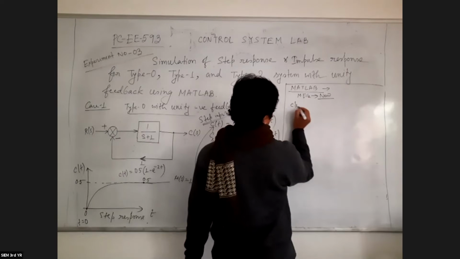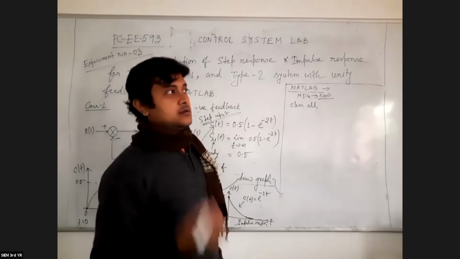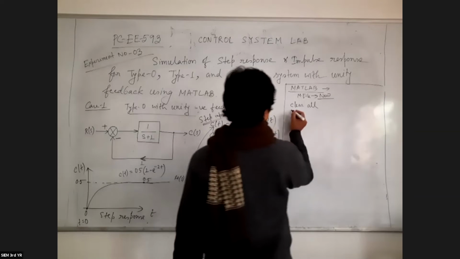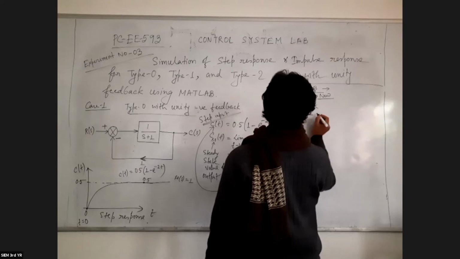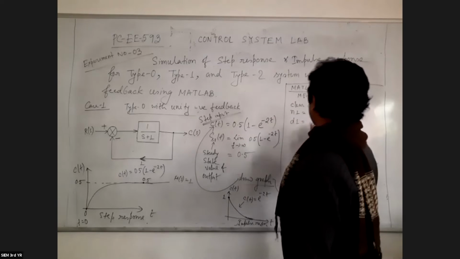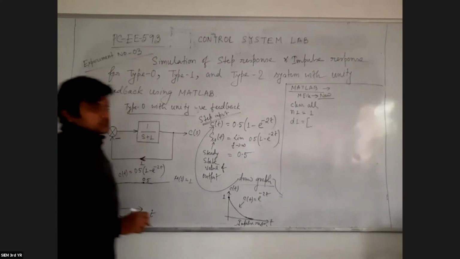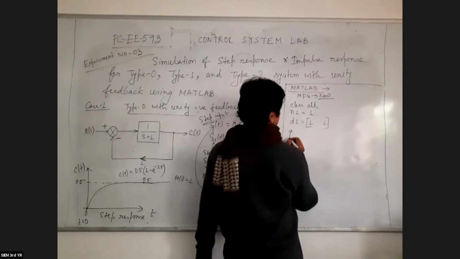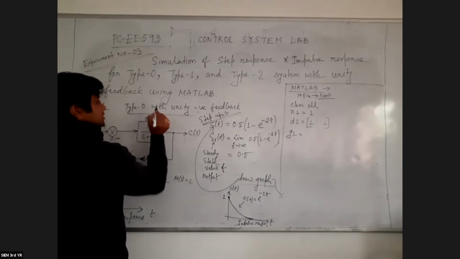So first we write here clear all, so that there should not be any stored value. Then say n1 equals 1. d1 equals what? d1 will be [1 1]. Okay. Then g1. Suppose this is g1.